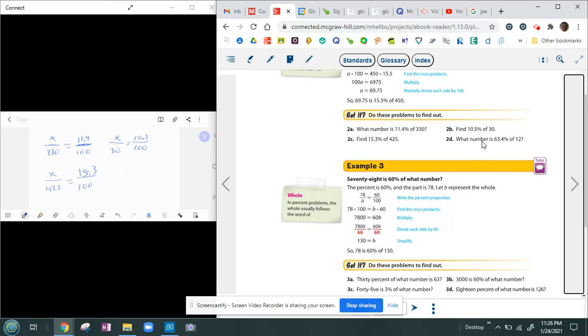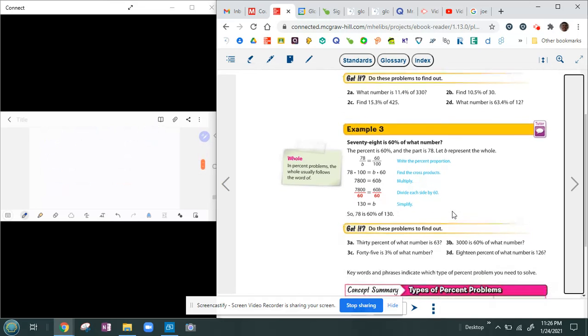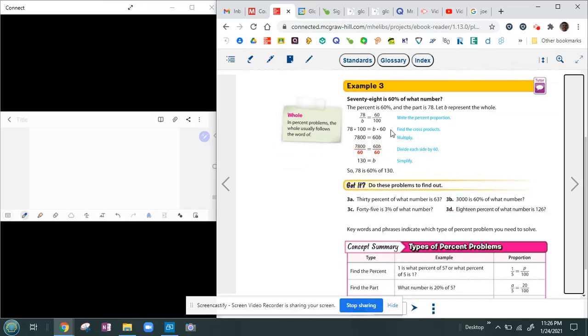Okay, here we have a more traditional one that says what number is, so that makes the x go for the part. Oh, excuse me, 0.4% of 12 there. Okay, so now that you've tried all those, you see that pattern for that type. Now we're going to go to our last type where we're missing the, what do you think? Hopefully you said the whole. All right. See, it even gives that little clue there. The whole usually follows the word of.